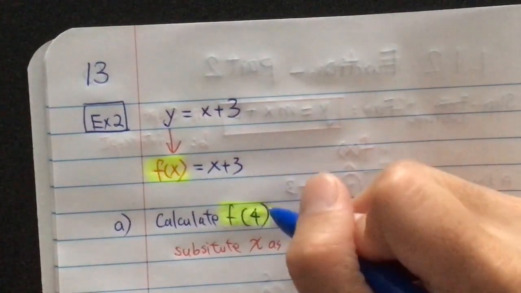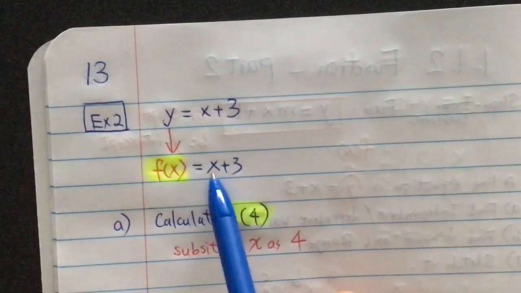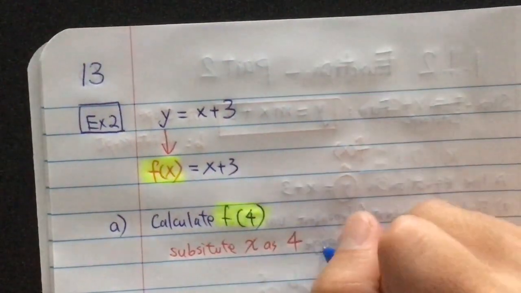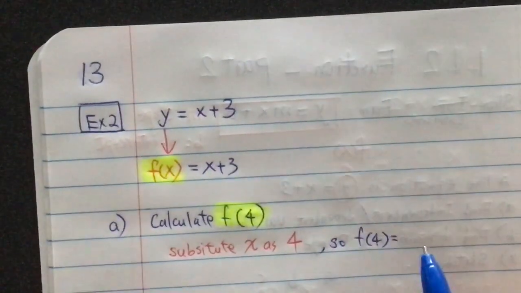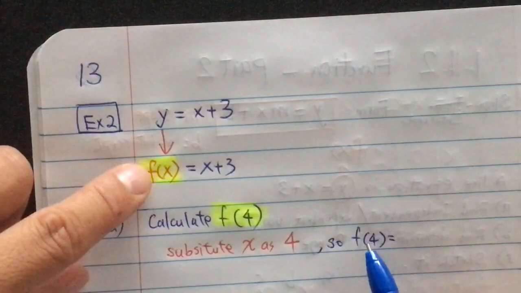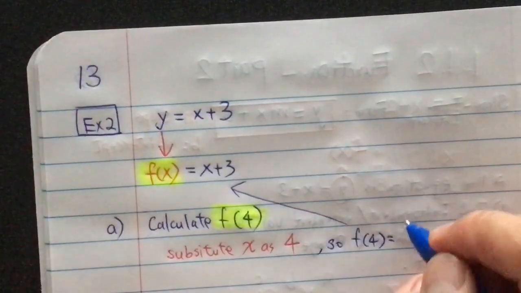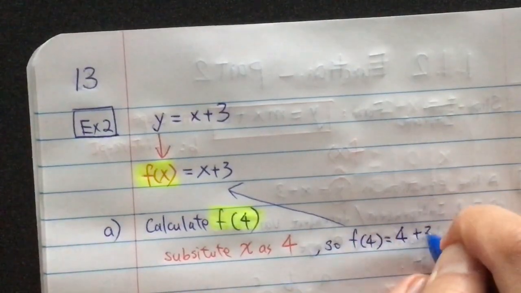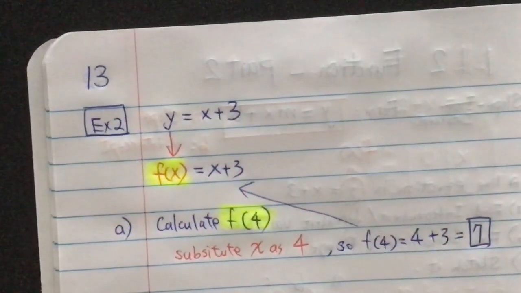So now calculate f of x. x is equal to 4. So f of 4. What does it mean by f of 4? Compared to here, it equals 4 plus 3, so equal to 7. You get it?